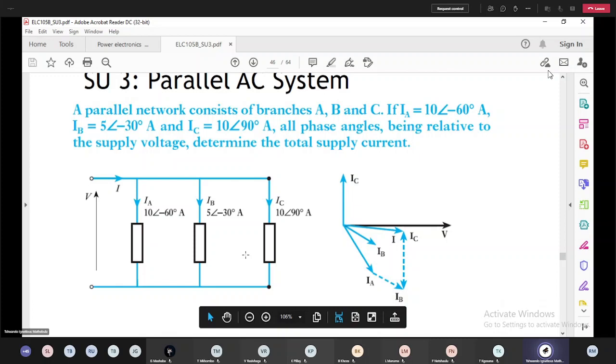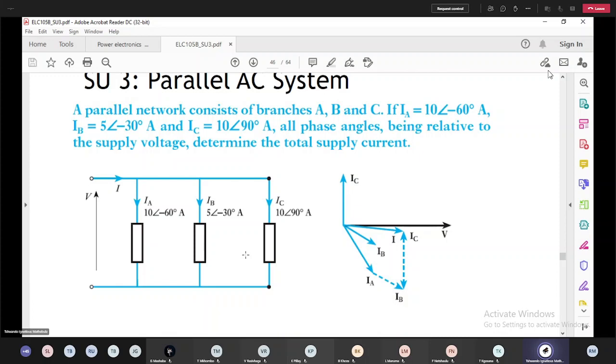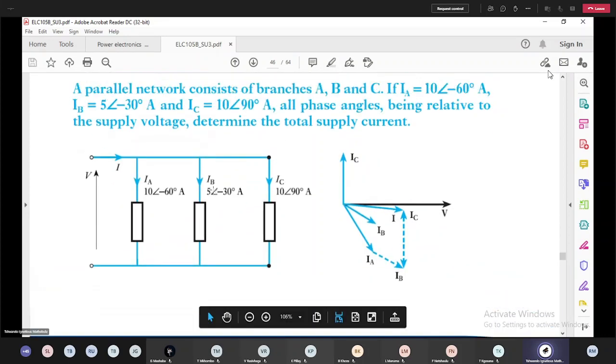Now let's look at an example. A parallel network consists of branches A, B, and C. If IA is 10 angle minus 60 degrees amperes, IB is 5 angle minus 30 degrees amperes, and IC is 10 angle 90 degrees, all phase angles being relative to the supply voltage in this instance, meaning the supply voltage is our reference, determine the total supply current. So there you have it.